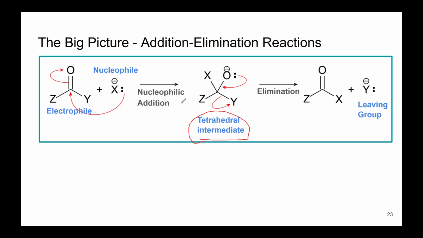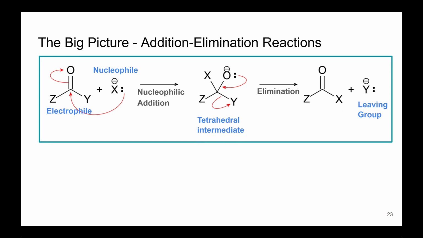And then if it kicks out either O or Z or Y, then it's considered an elimination, and you will have your final product plus a leaving group. In the previous video, we have also talked about what makes a good leaving group, and be sure to check out that video if you haven't.